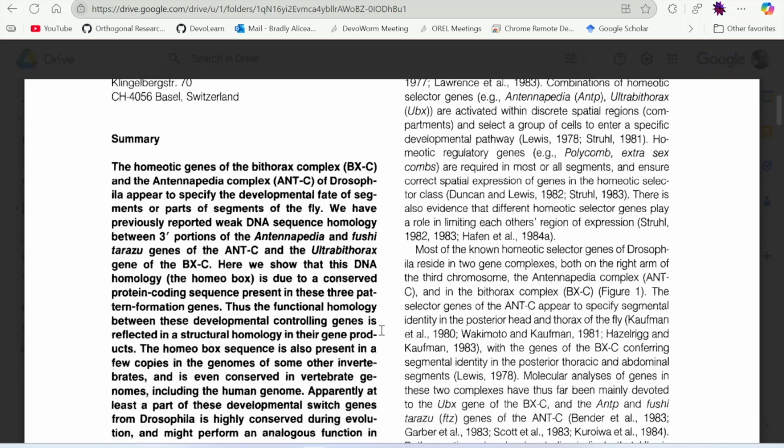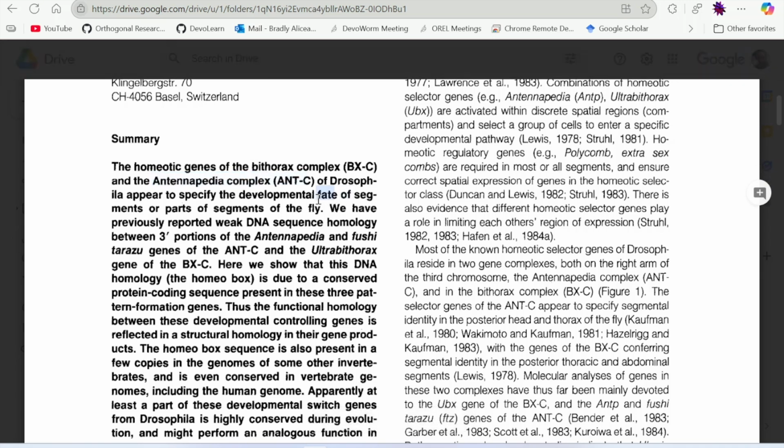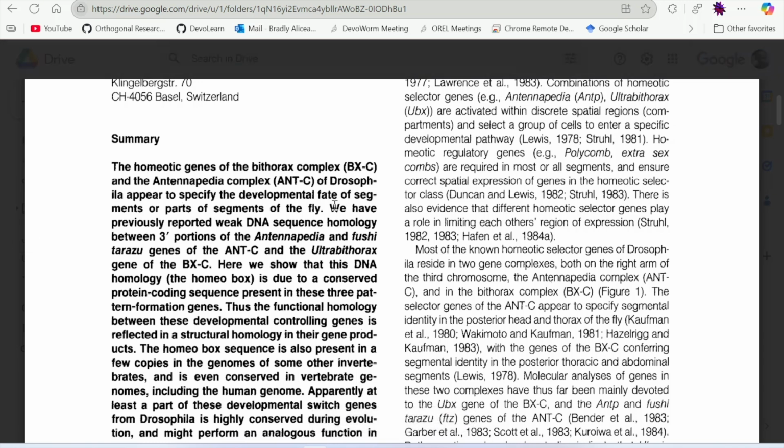So the summary reads: the homeotic genes, the Bithorax complex, BX-C, and the Antennapedia complex, ANT-C, of Drosophila. There is the Bithorax complex, but there's also the Antennapedia complex, which deals with the antenna of Drosophila, and is a similar kind of system. They appear to specify the developmental fate of segments or parts of segments of the fly. So you have the thorax, the antenna area, and all of those operate by this homeotic gene. The entire phenotype is organized in this way.